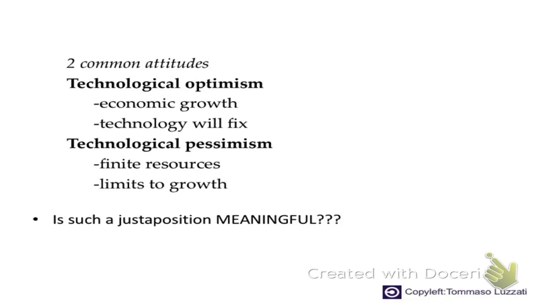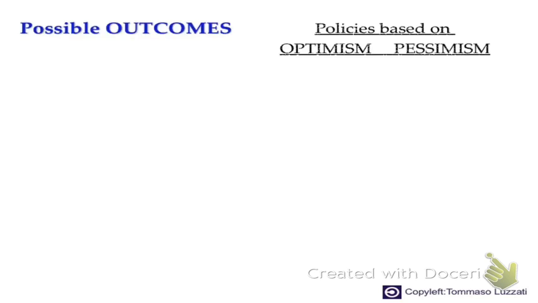The idea, and my reading of the paper, is that such a juxtaposition is nonsense. It is much better to think in terms of scenarios. Now we will see how. Suppose that you can do some policies. One policy based on optimism and another one based on pessimism. Take climate change. Will we have very serious consequences, very serious damages from climate change? Maybe yes, maybe not. I don't have a precise assessment of damages.